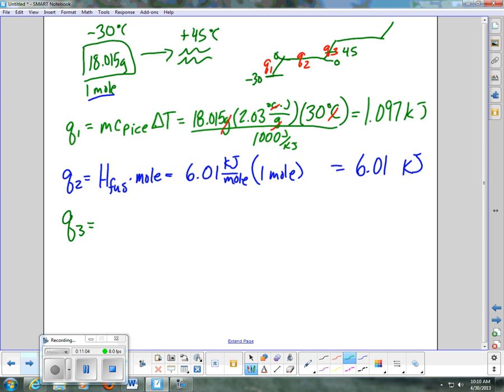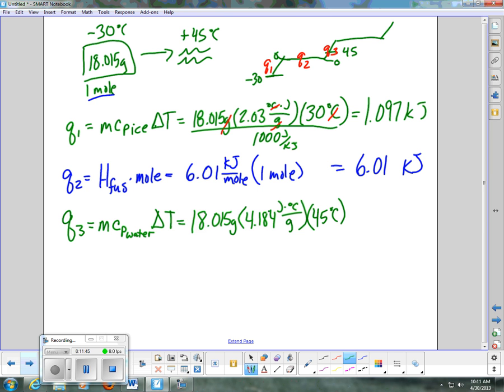What's happening at Q3? I'm increasing the temperature of the water. Now it's all melted, and I'm increasing the temperature. So because of that, I'm going to use mCp ΔT for water. My mass is 18.015 grams times, what's the Cp of water? Good, 4.184 joules per gram per degree Celsius. And what's my change in temperature for this one? 45.